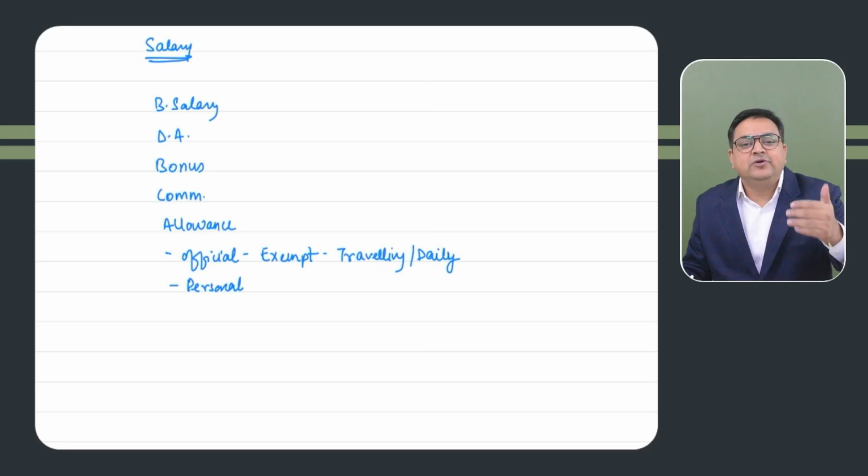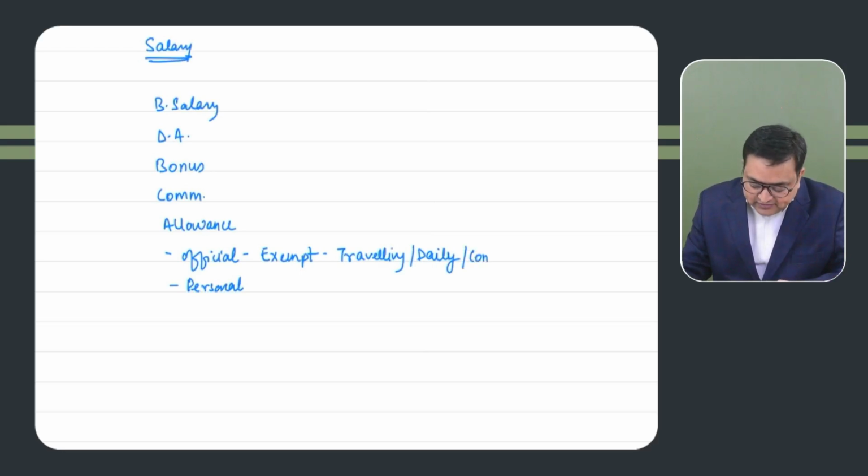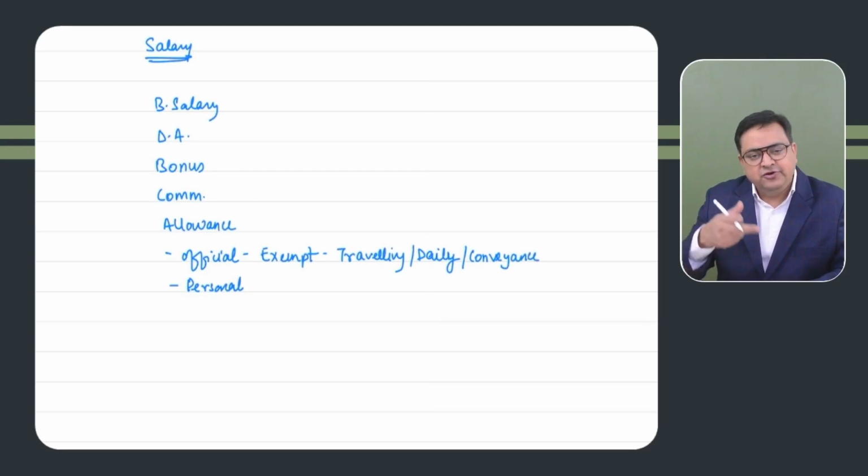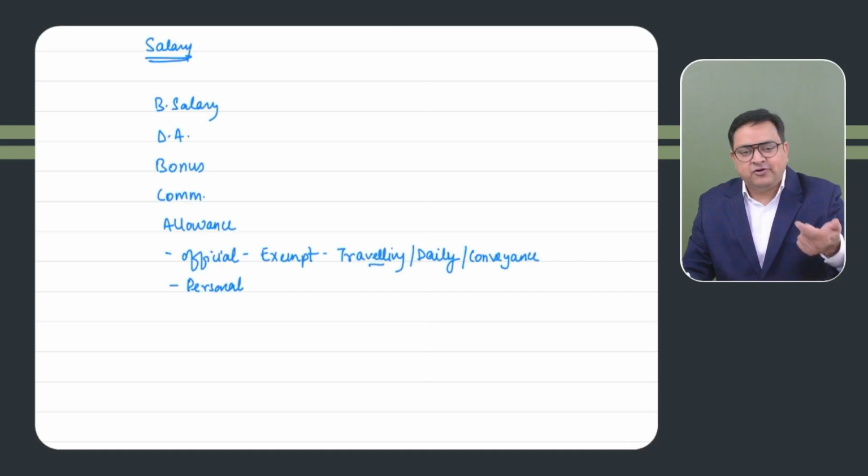So for that, they can give you daily allowances, traveling allowances, conveyance allowance. What is conveyance allowance? When you travel for office purpose within your city itself, that is called conveyance. So traveling is outside the city for official purpose. Conveyance is within the city for local official purpose only.